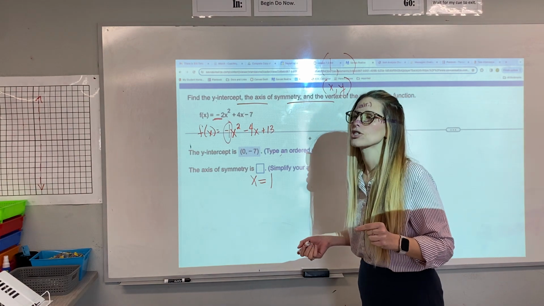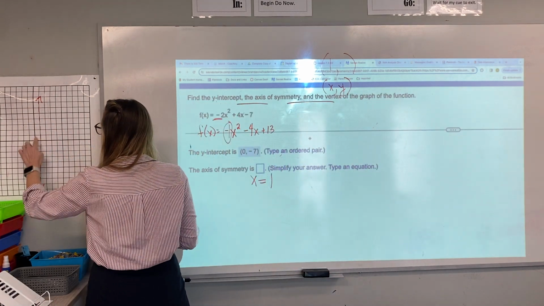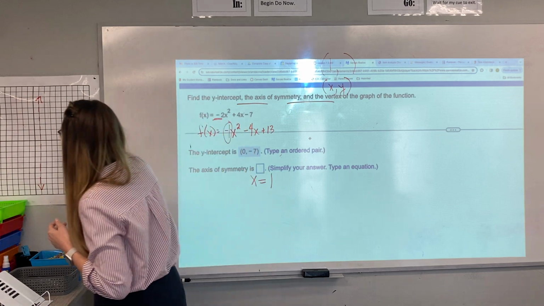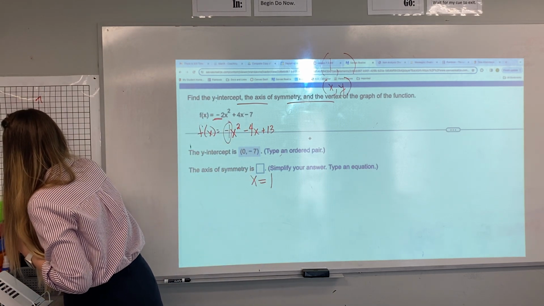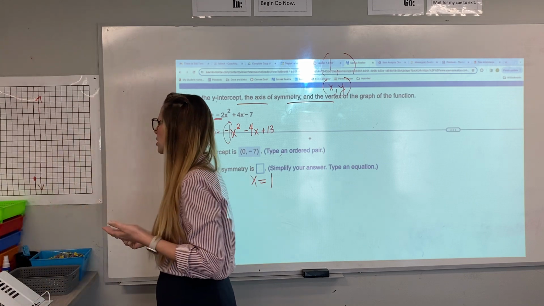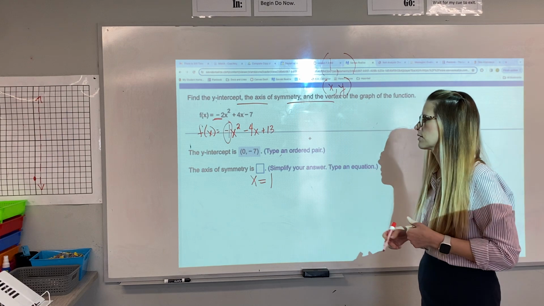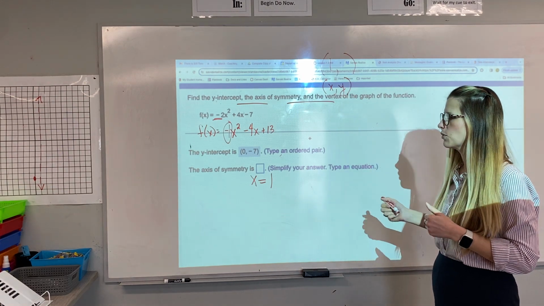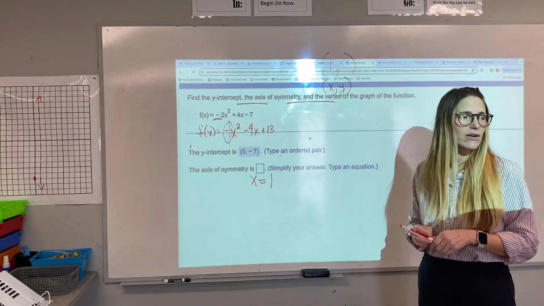That's the y-intercept. That's going to be the point on the y-axis that it goes through. We can plot that just out of curiosity. So -7 would be 1, 2, 3, 4, 5, 6, 7, down here. That's a point on the parabola, but that's not my vertex, and it's not on that axis of symmetry. How do I find my y value if I know my x value? What can I do?